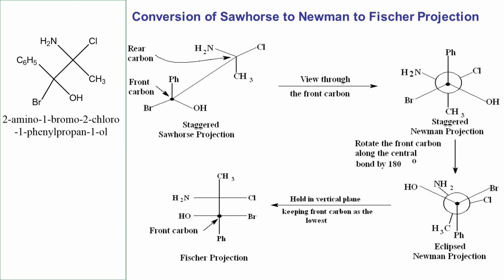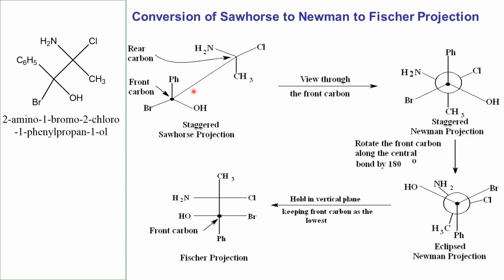The staggered Sawhorse projection of 2-amino, 1-bromo, 2-chloro, 1-phenylpropanol is taken here. This is the staggered Sawhorse projection. This is the near carbon to the viewer, and this is the rear carbon, the backside carbon. And this Sawhorse we can convert into Newman.